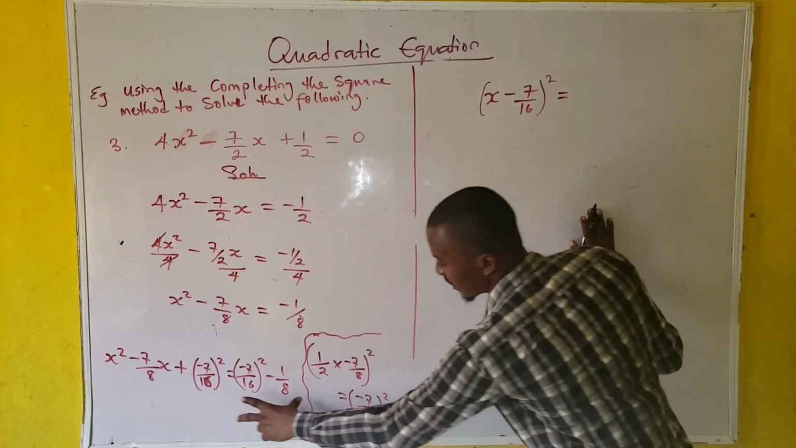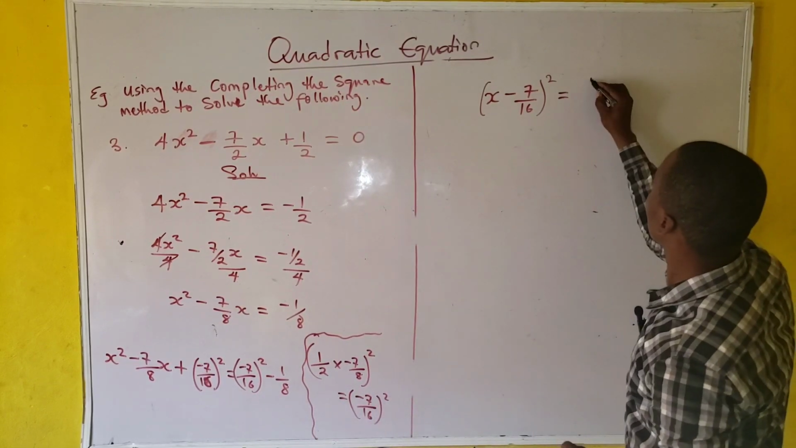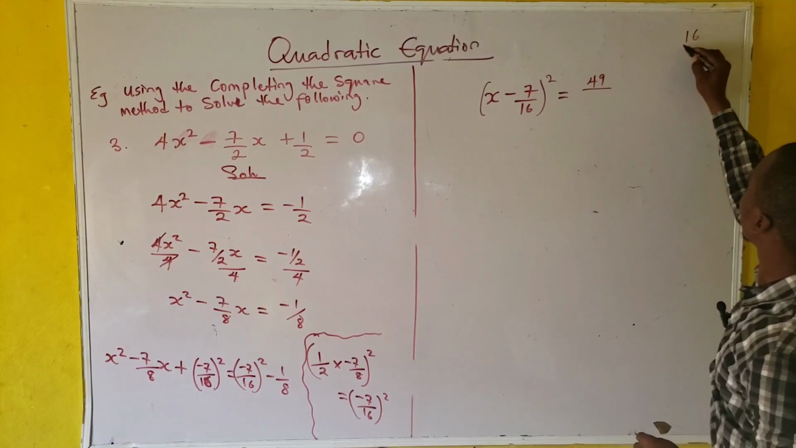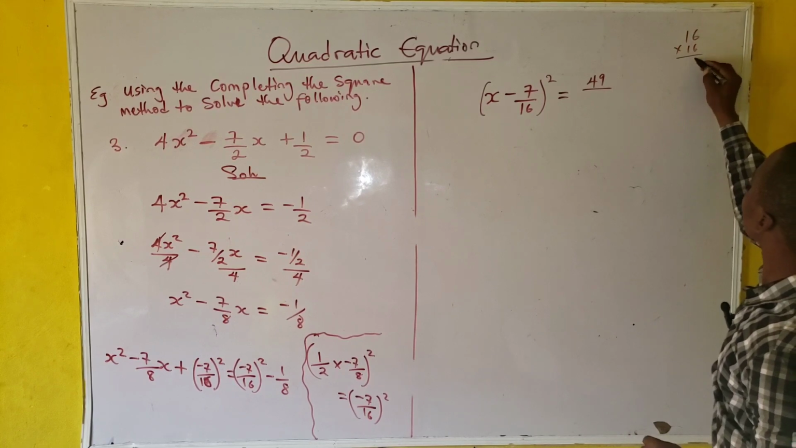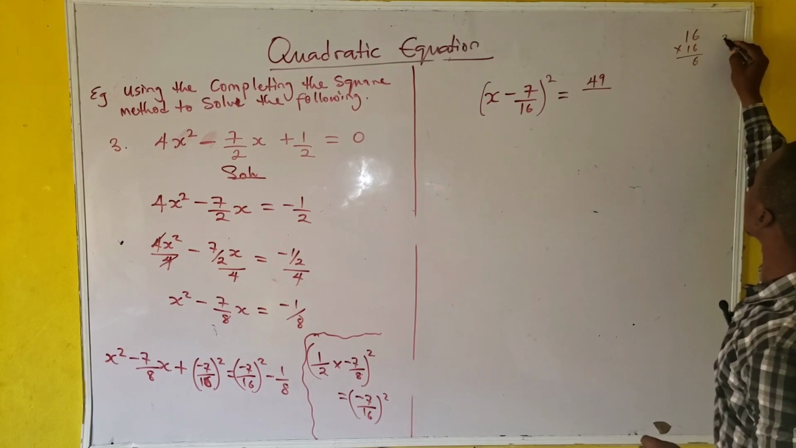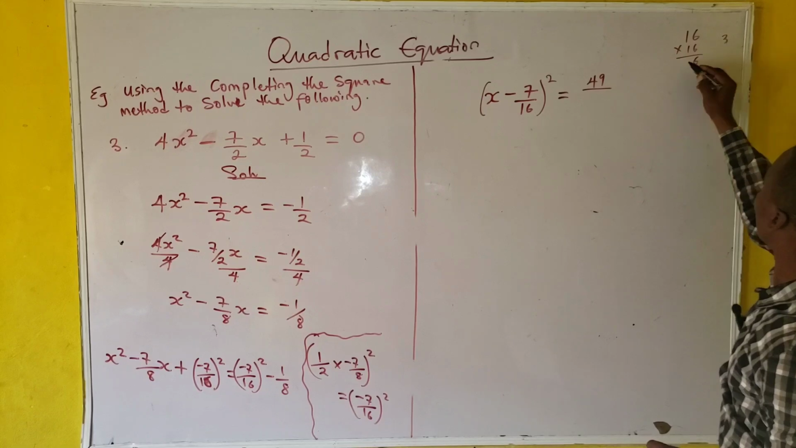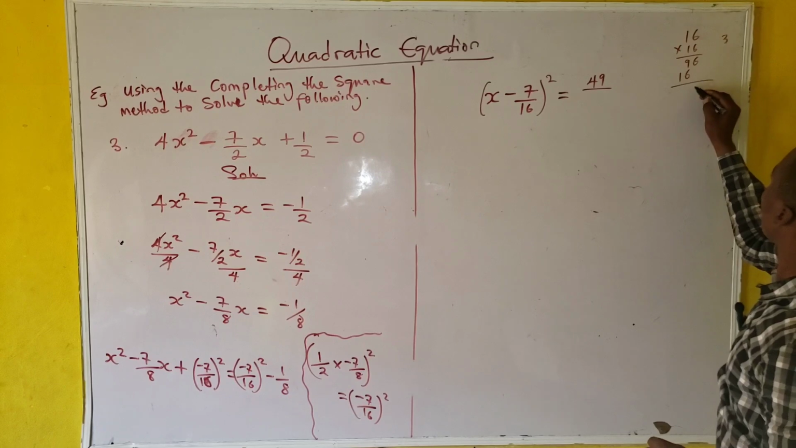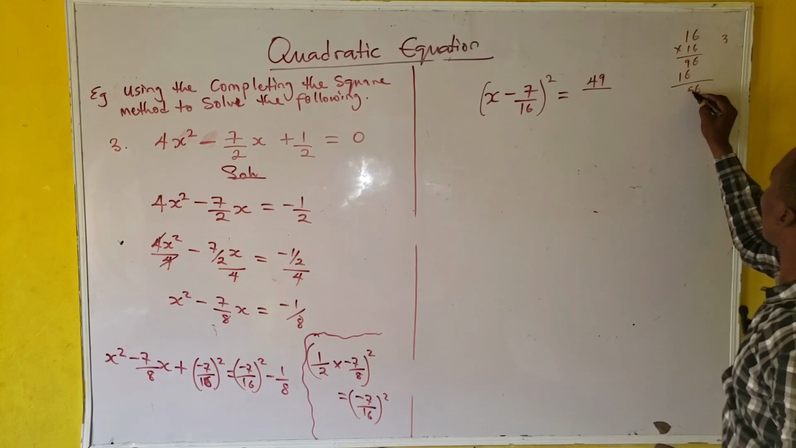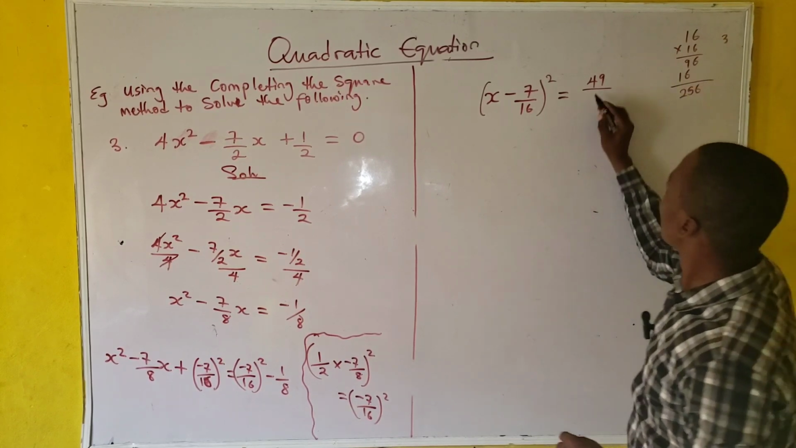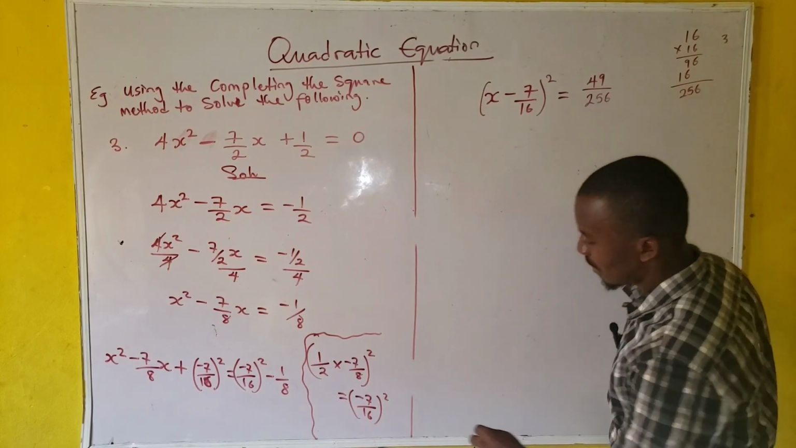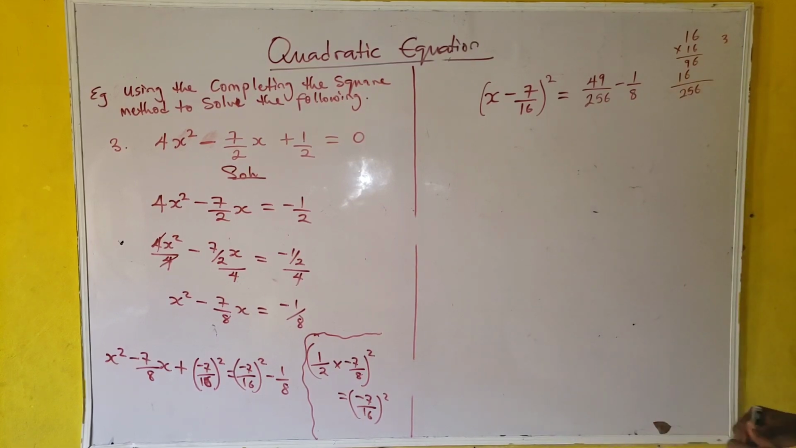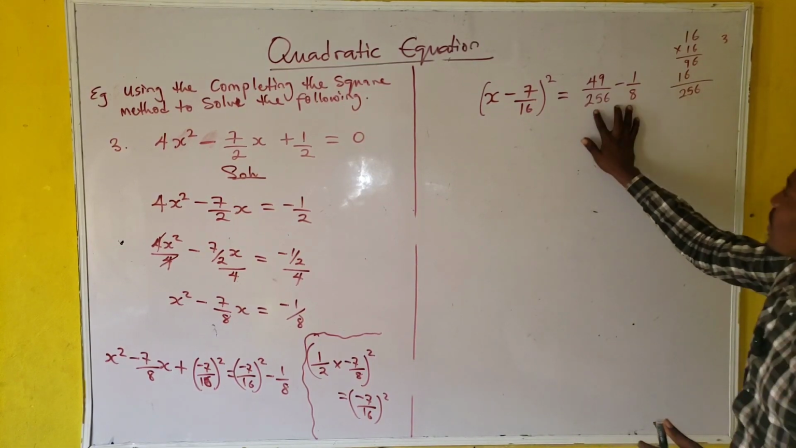Equal to, simplify this part, that will give me 49 over 16 times 16. Oh, we can work that out here. 16 times 16: 6 times 6 is 36. I have 3, this times this plus 3, 9, 6, 1. That will give us 6, 5, 2. So 2, 5, 6. So we have 256. Then you now have your minus 1 over 8. We are not done simplifying.